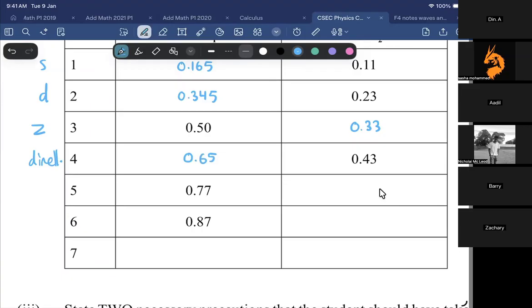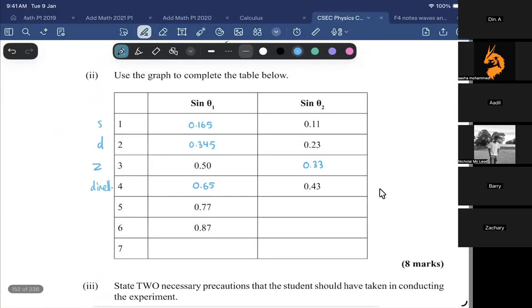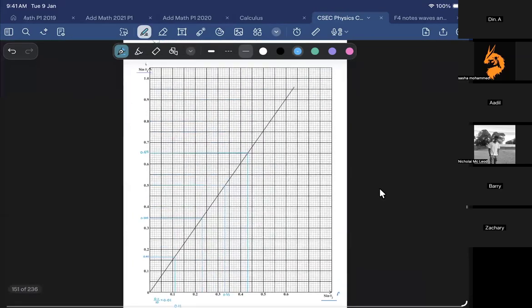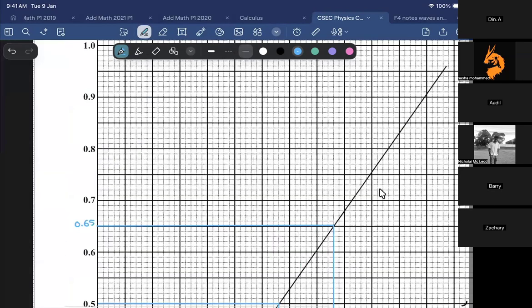Okay, let me just speed through the last ones because I think we get the idea. Just for safekeeping, Danielle, I want to do another one with you. So do number 5 for me. What value are they giving us? 0.77 on the y-axis. Right. 0.77, that will be over here, yeah?